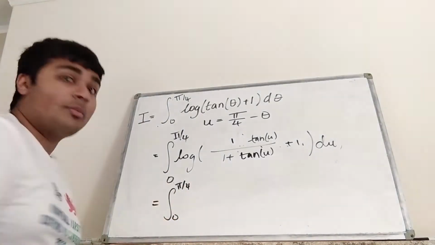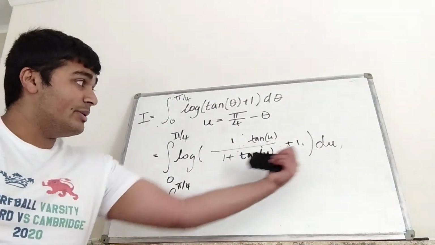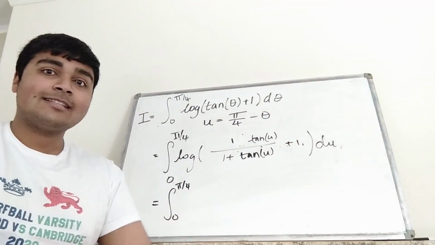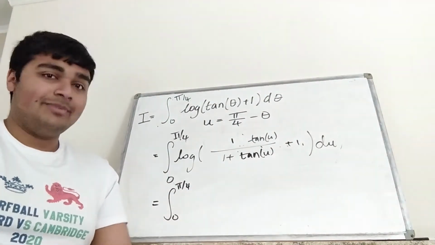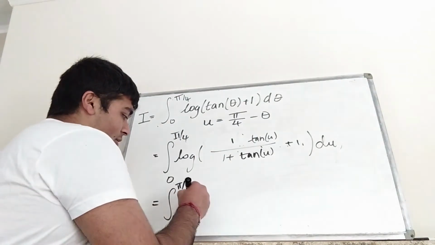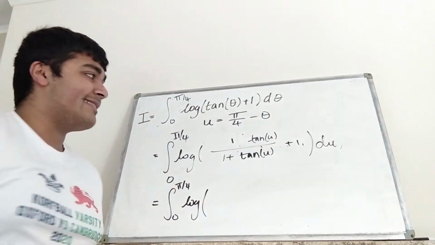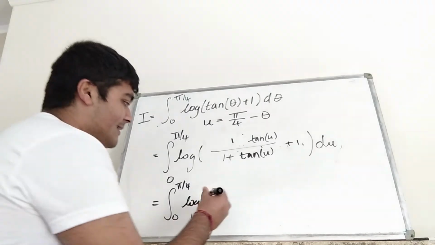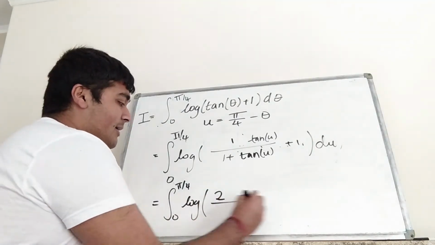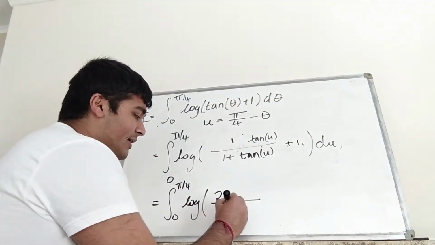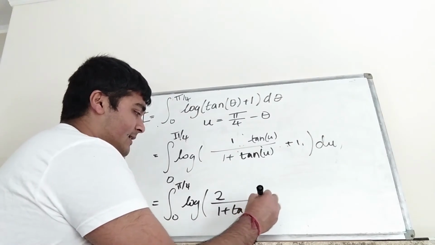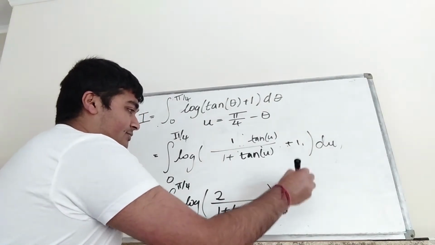Okay, and I'm just going to swap the u for theta, because remember u in this case is a dummy variable. It doesn't matter what letter we use, it's still going to be the same thing. So this is log of 1 minus tan theta plus 1 plus tan theta, which is of course going to just be 2, because the tan thetas cancel, divided by 1 plus tan theta d theta.